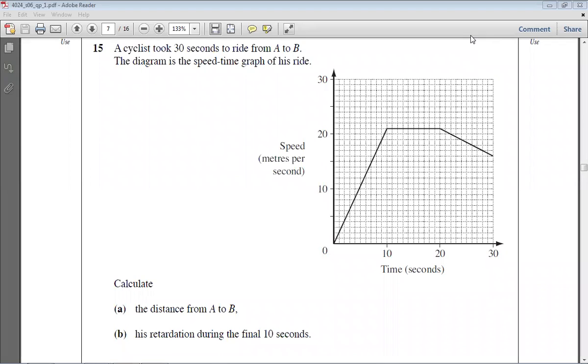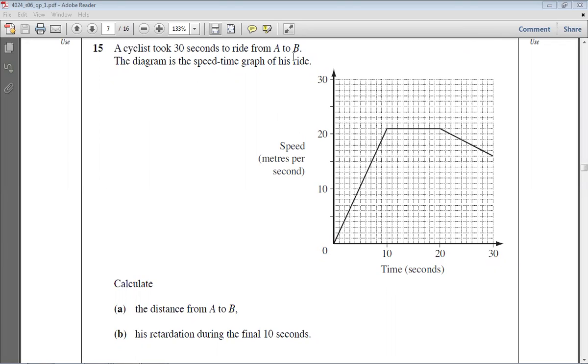A cyclist took 30 seconds to ride from A to B. The diagram is the speed time graph of his ride. So this is a speed time graph basically. On the y-axis, the speed is represented in meter per second, and on the x-axis, the time is represented. And this is the speed time graph of that cyclist.